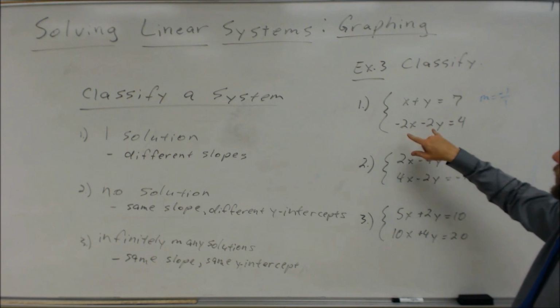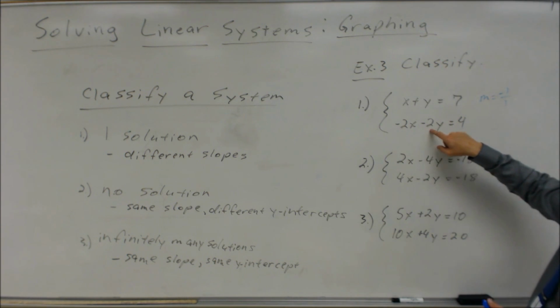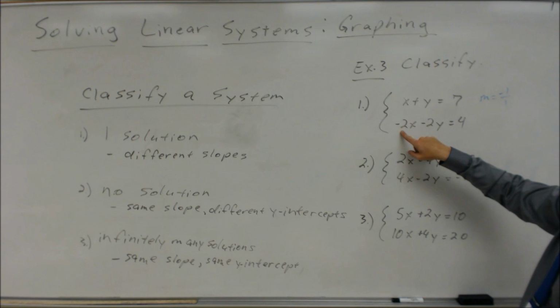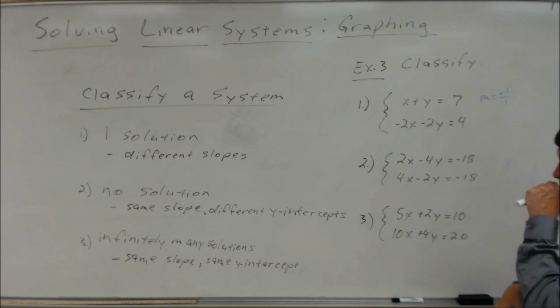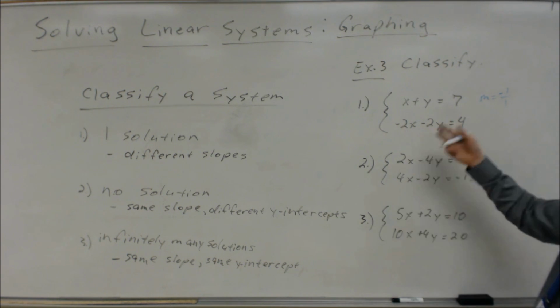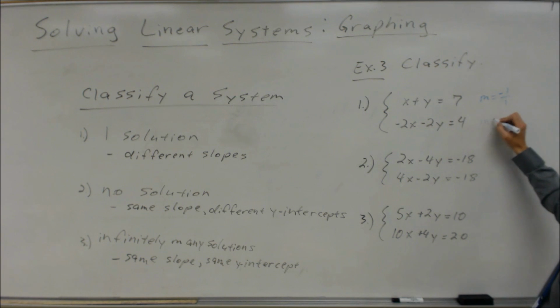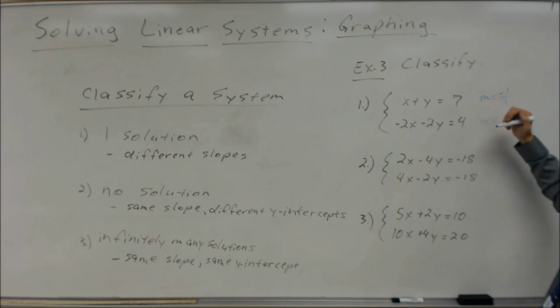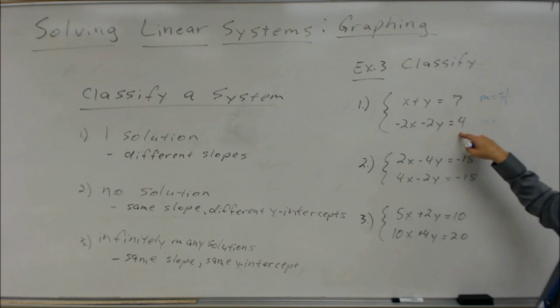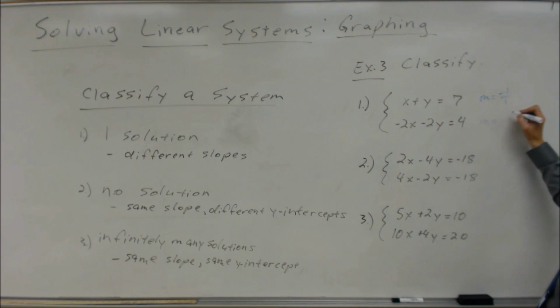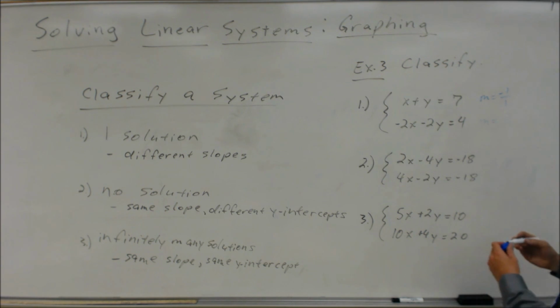For the second one, the y is negative 2, the x is negative 2. So what we're looking at is if we move to the other side, we're going to have positive 2 to negative 2.